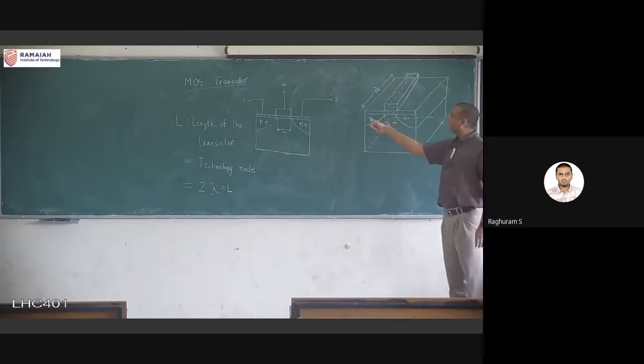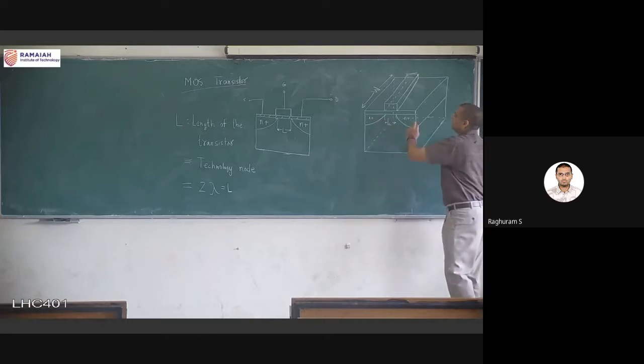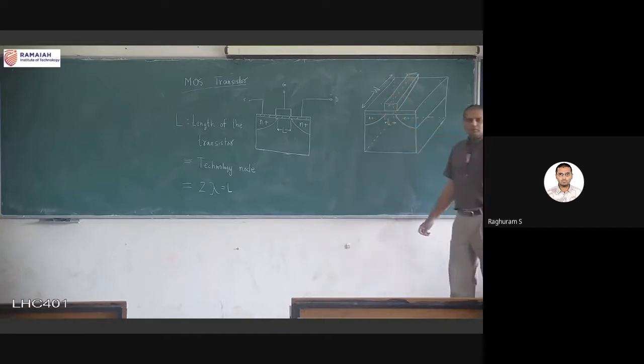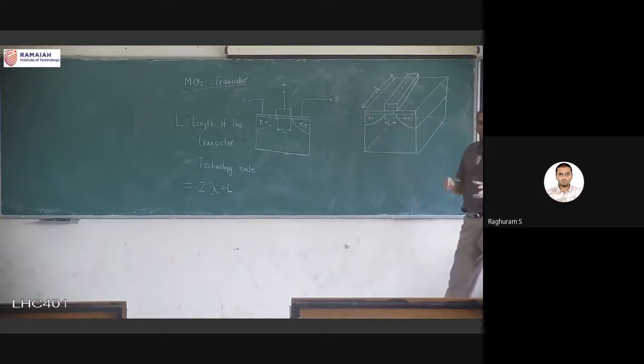In particular, since this is N plus, N plus, this is an NMOS transistor. Same thing for PMOS also. If you just change this to P plus, gate is still on top, no difference. This is the width, this is the length. So NMOS, PMOS, and this is the full diagram.